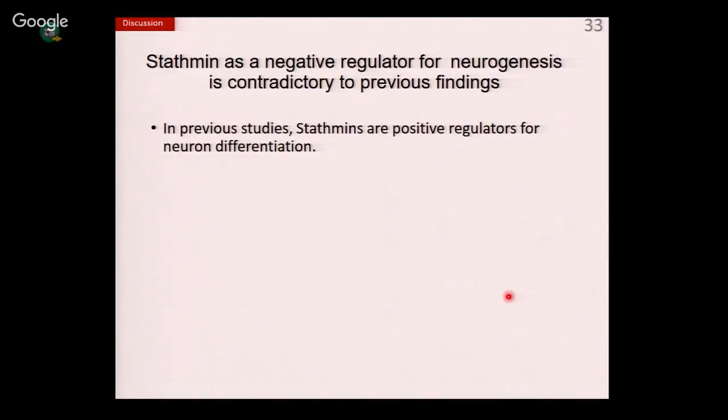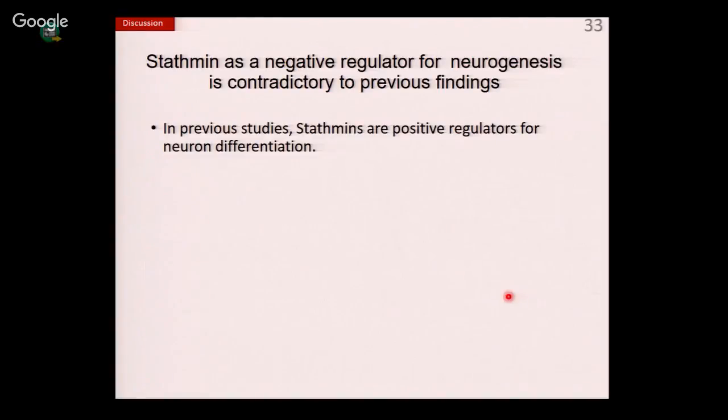So after the experiment, here are some points we want to discuss. First, in this study, STEM4 acts as a negative regulator for neurogenesis, and it appears to be contradictory to previous findings that STEM4 is a positive regulator for neuron differentiation.